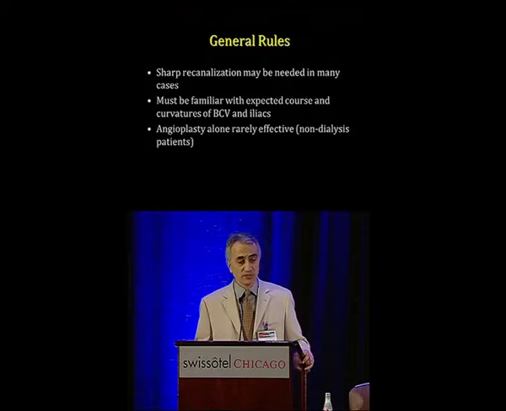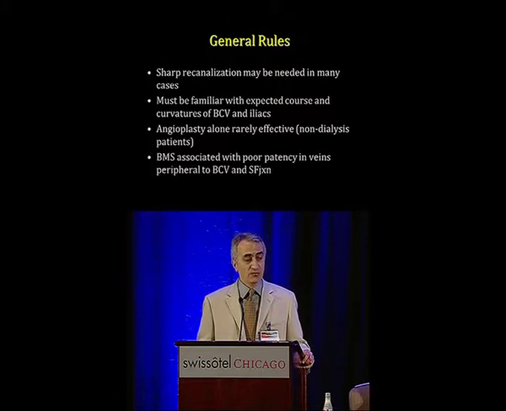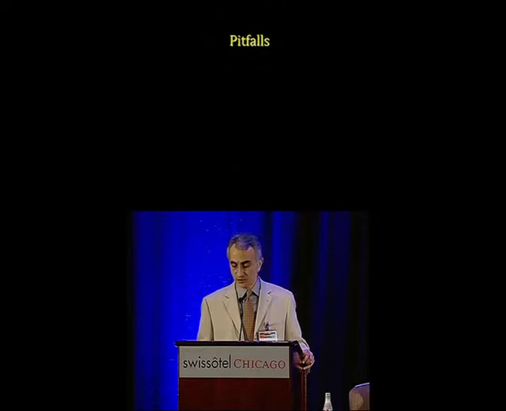And of course, for sharp recanalization. Angioplasty alone, in my experience, is rarely effective in chronic occlusions in non-dialysis patients. And bare metal stents are associated with poor patency in veins peripheral to the brachiocephalics and saphenofemoral junction. There's very little data out there on how these things do, but typically they tend to occlude faster when you're more peripheral.